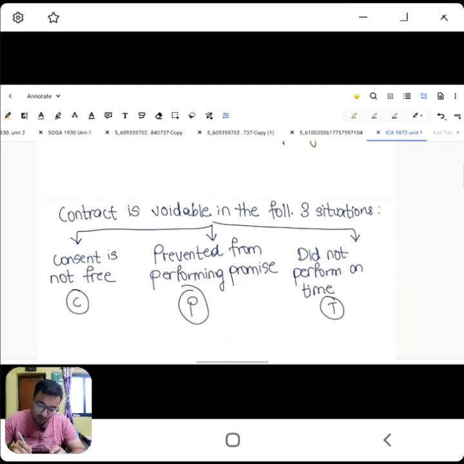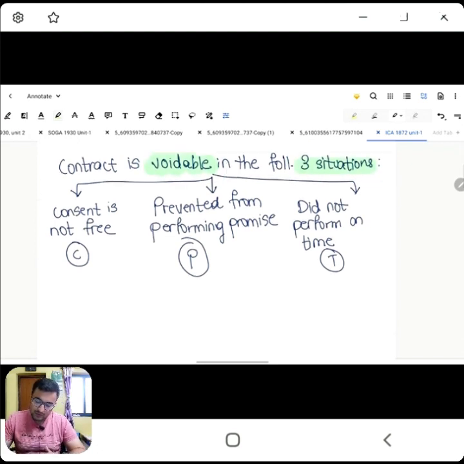Now, a contract can be voidable in three situations, right? Situation number one, where consent is not free, which I just mentioned to you. Where is consent not free? In five situations. What are those five?